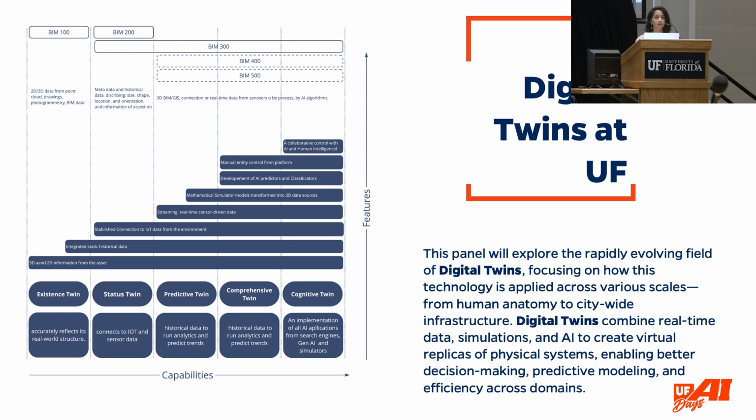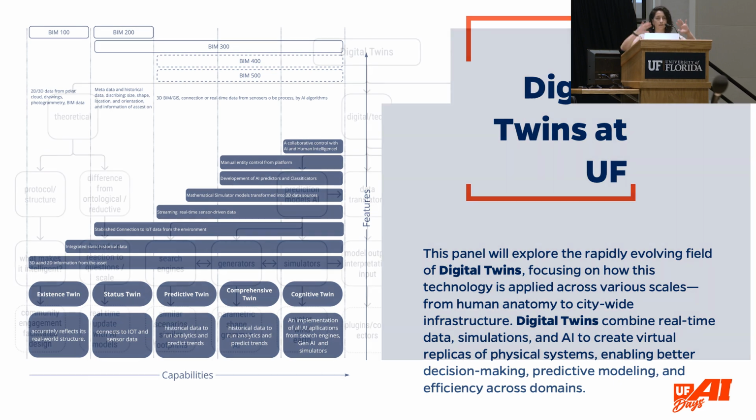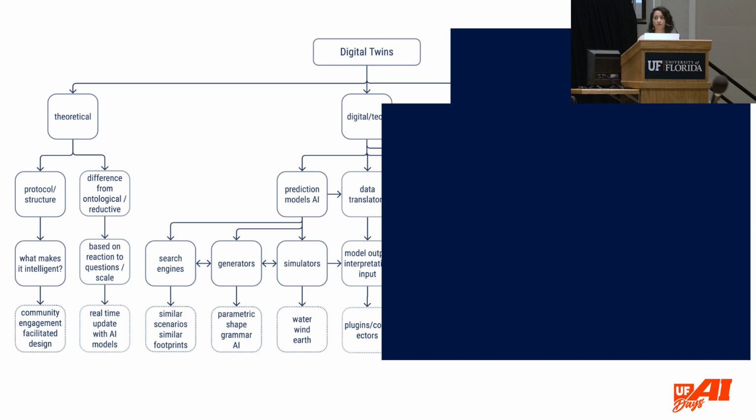and efficiency across domains. So in order to understand how to build digital twins, I created kind of an overall map of what are the things that we need to consider. There are aspects that are technical, that are digital or technological, and that are physical. In the part of the theoretical, we first need to create a protocol or a structure to define what digital twins are. And we have to also think about what are the differences from other ontological or reductive models like BIM or GIS that are now widely used in our fields.